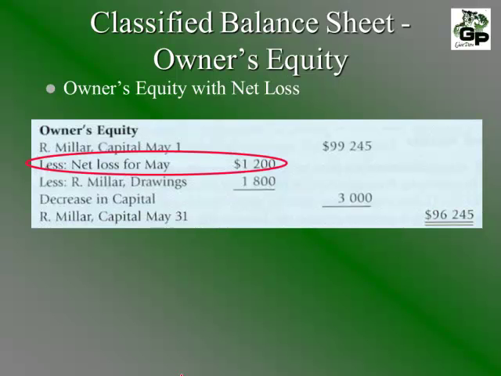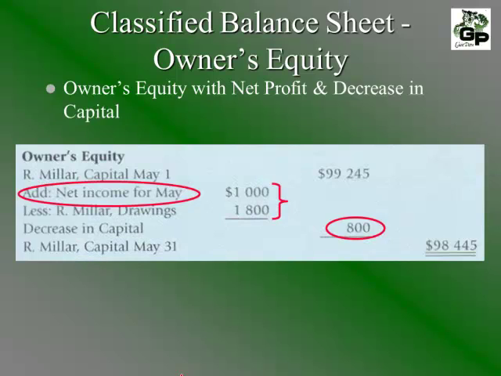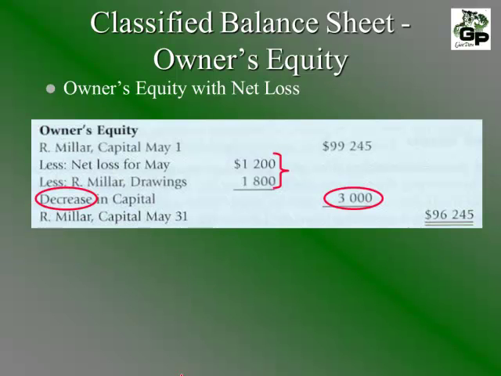What do we do when there's a net loss? First of all, in this example, we have capital at the beginning of May of $99,245. The net loss for May was $1,200. We also have drawings of $1,800. These two together, when added, cause a decrease in capital of $3,000. So that amount is subtracted from the original amount of $99,245, and it gives us capital at the end of the accounting period of $96,245.